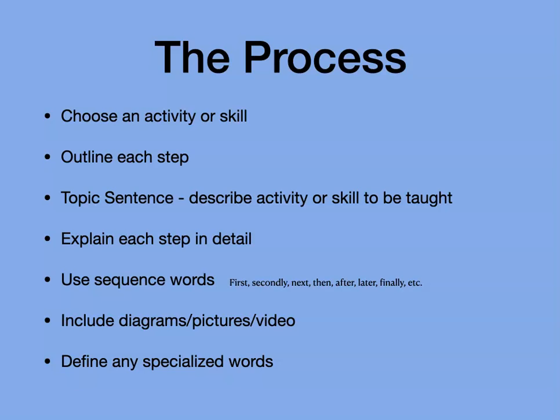Next, you want to think about the topic sentence. Describe the activity or skill to be taught. That should come at the beginning of your paragraph. Just letting the audience know that you are going to be writing about a specific activity or skill. And so therefore, if they decide they don't want to know that information, then they can stop reading.